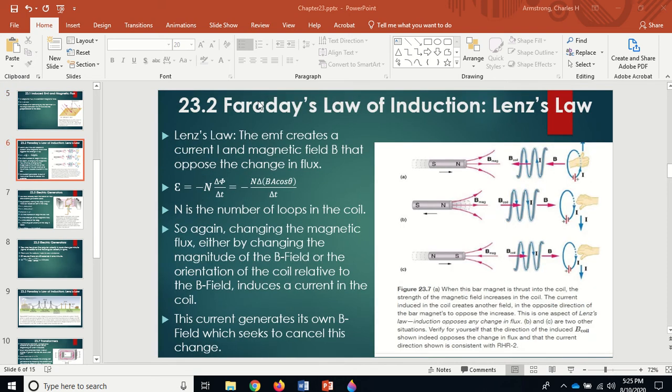Okay, 23.2, Faraday's law of induction, Lenz's law. Lenz's law, the EMF creates a current I and a magnetic field B.